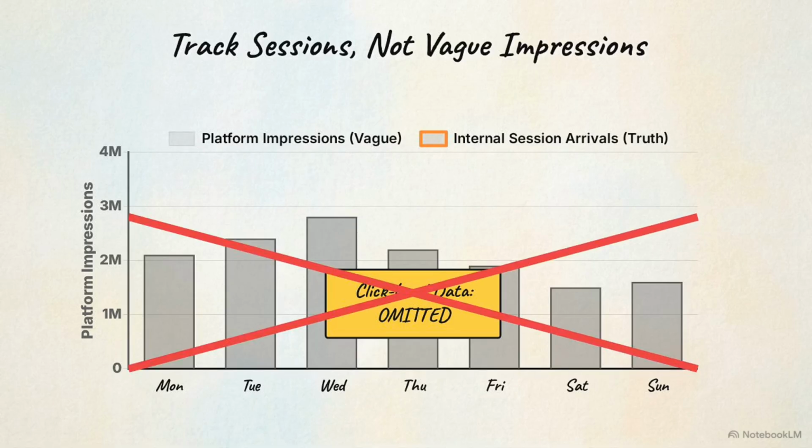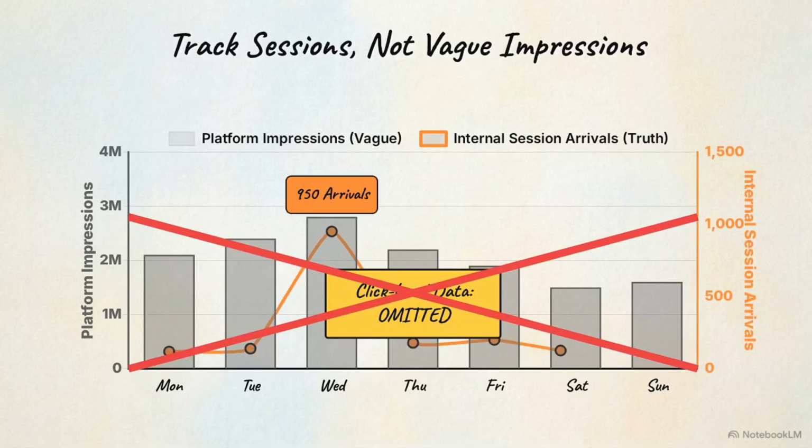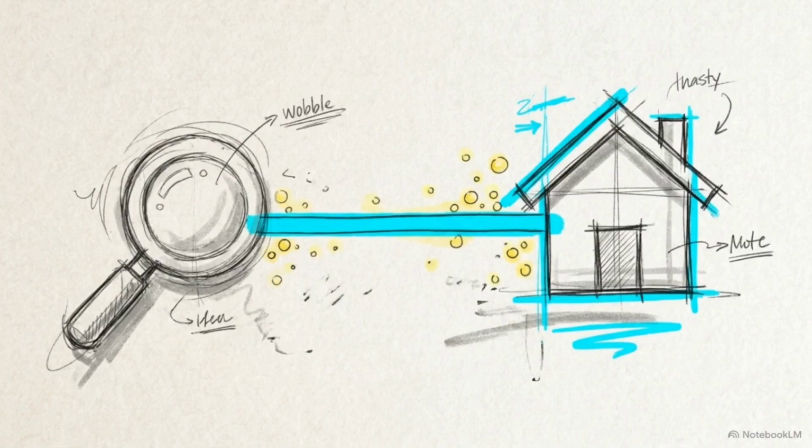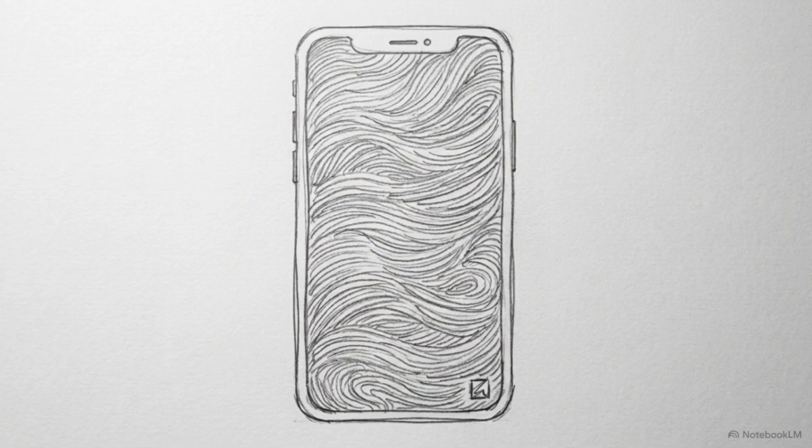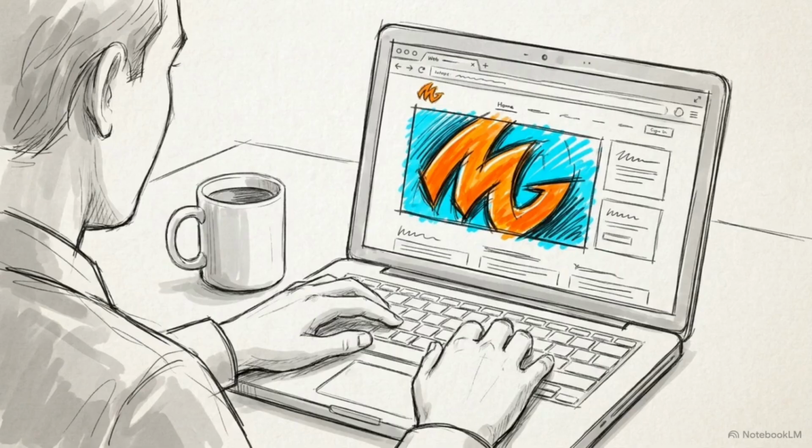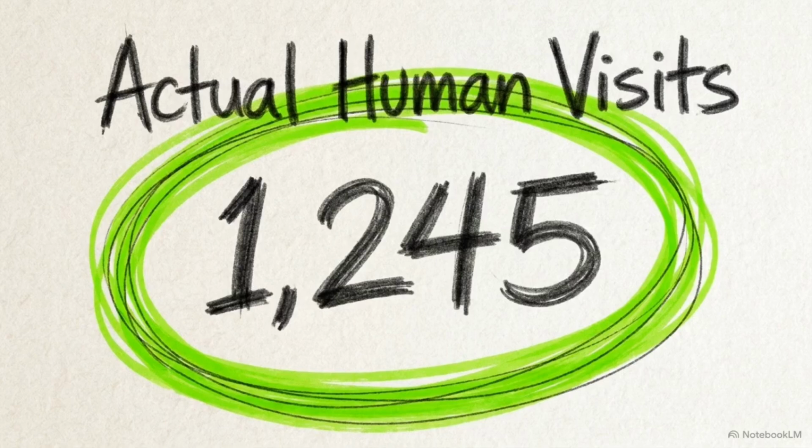Ignore the impressions. Instead, look closely at this session arrivals chart in your internal analytics. Your internal analytics track the final destination. They prove whether an AI summary just showed your name on a screen or if it actually brought a human visitor to your site. Counting confirmed session arrivals over platform-reported impressions is the only factual way to measure the true return on your AI citation strategy.